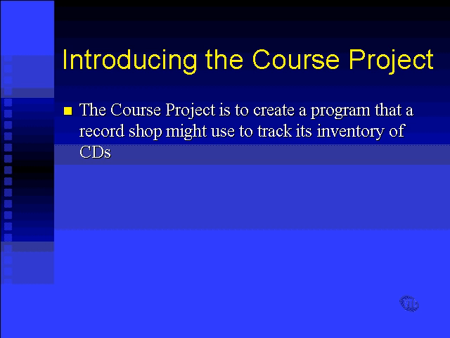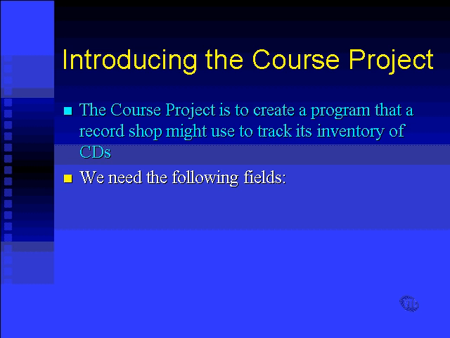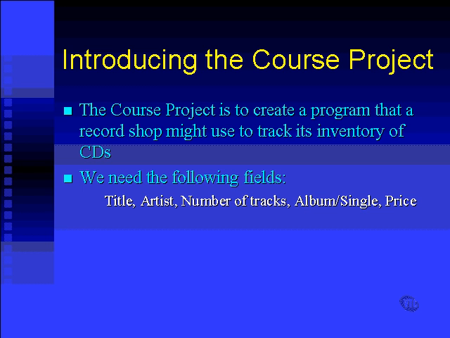Eventually it will store them on disk, and it will be able to print those details out whenever we need to. It will be able to search the list for a given artist or title. It's that sort of thing. It's a database. It's going to be a very simple database, but it will be a database nevertheless. In this program, we're going to need to store the following pieces of information for each CD. Title, artist, the number of tracks, whether it's an album or a single, and the price.